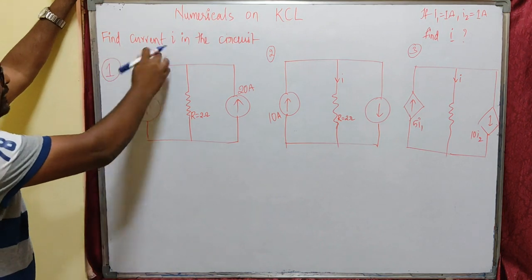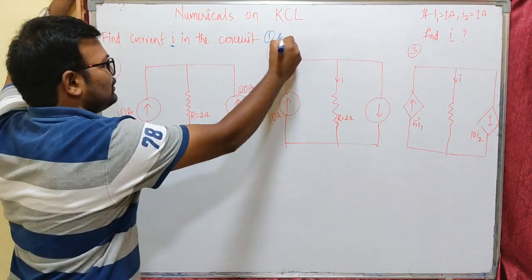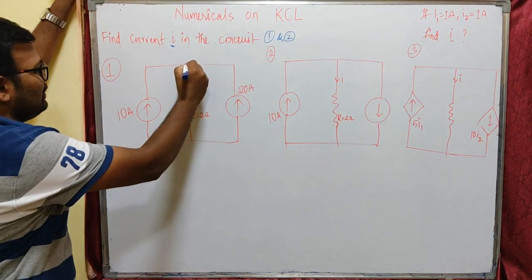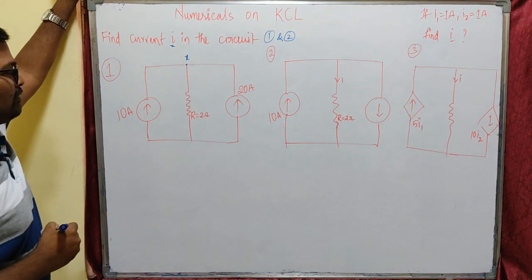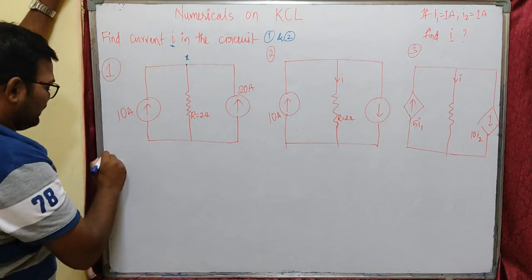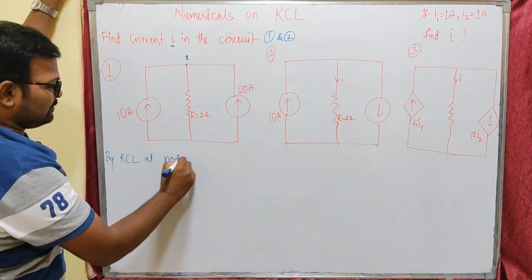The question is to find the current I in the circuit. This is for questions number 1 and 2. Now let us try to apply KCL at this node. Let us consider this node X. I am going to solve the first problem, so by KCL at node X.